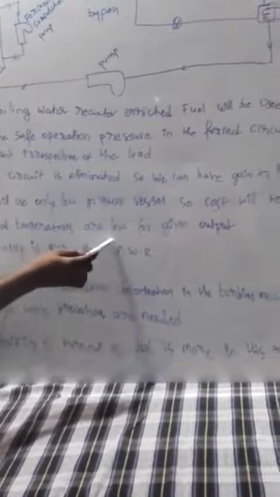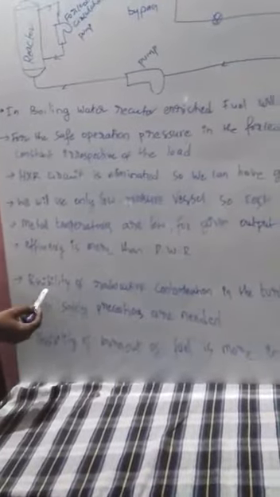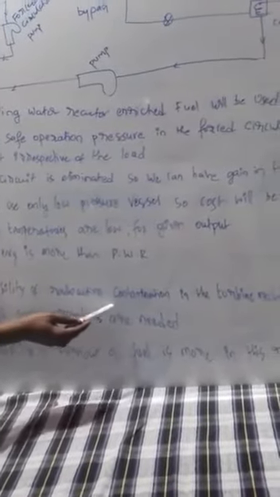Metal temperatures are low for a given output, and efficiency is more than the pressurized water reactor. But there are certain problems with this. Possibility of radioactive contamination in the turbine mechanism, because water which is passing through the reactor is directly entering the turbine. Because of that, there may be a certain contamination in the turbine mechanism, and high safety precautions must be taken to prevent explosion, and the possibility of burnout of fuel is more in this reactor.